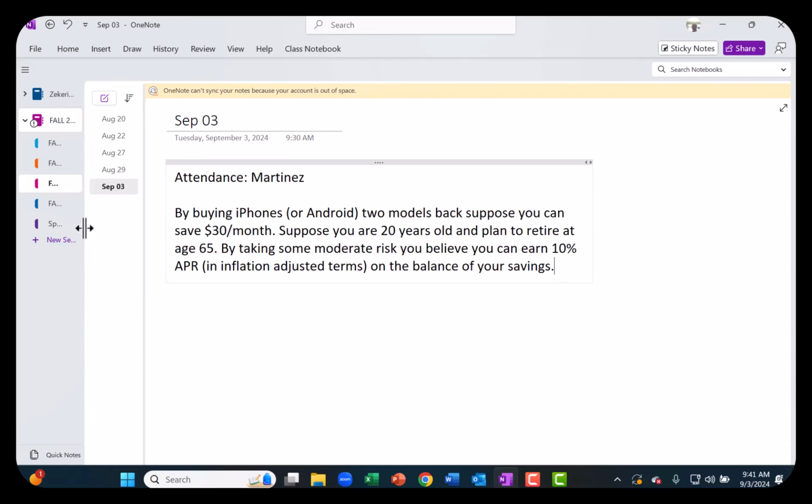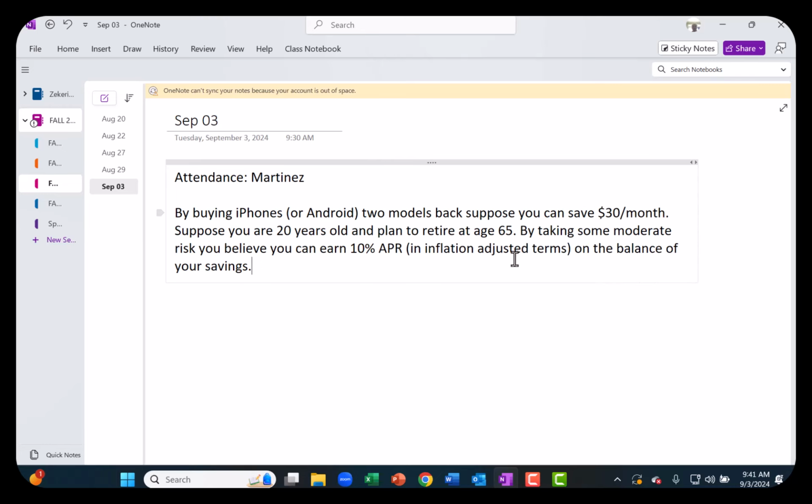Roughly speaking, if you held a portfolio that was about 50% large caps, 25% mid caps, and 25% small caps, at least historically, you can earn 10%. So it is not a completely unreasonable assumption.